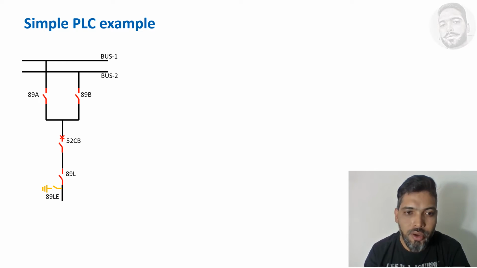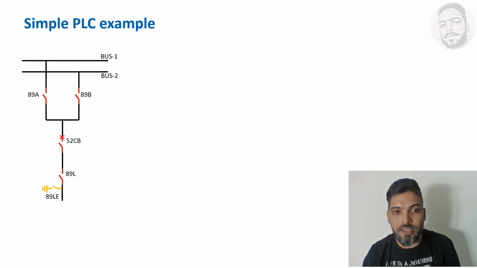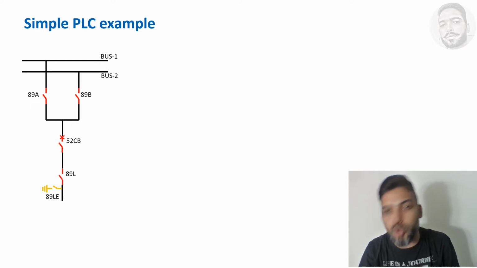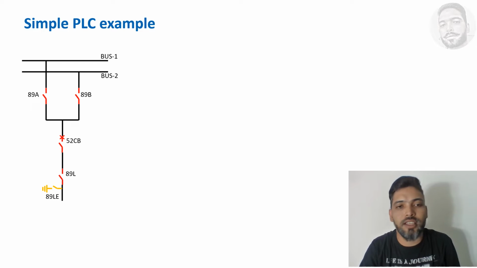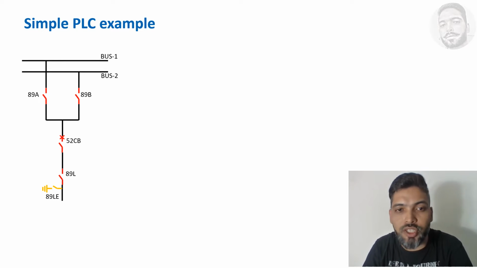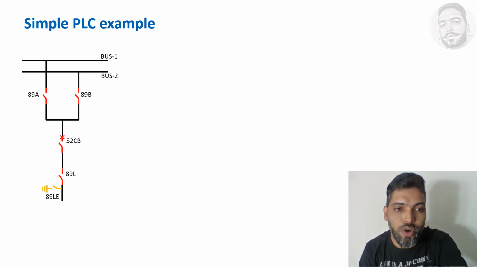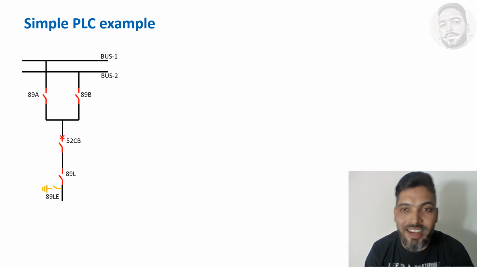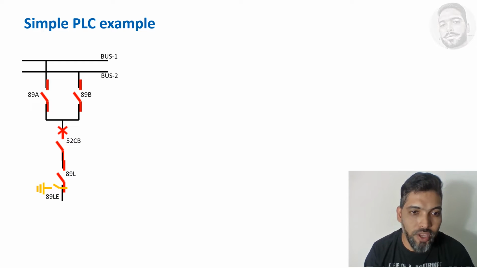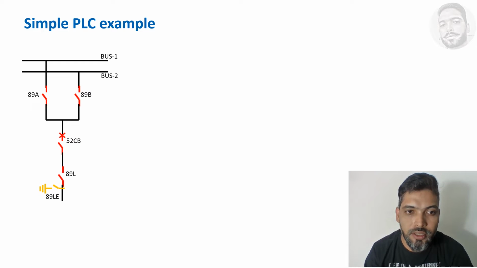Very simple. I don't also need a PLC because I have a numerical relay. Then I can also do this, but I am showing you an example using this scheme here. It's a very simple scheme, anybody can understand. So you cannot close both isolators, 89A and 89B, both you cannot close. These are showing the isolators and breakers.